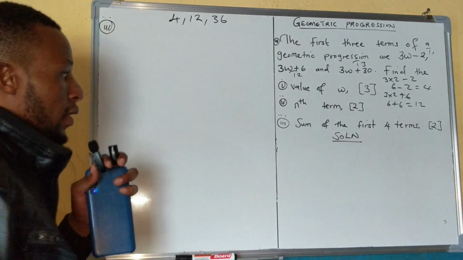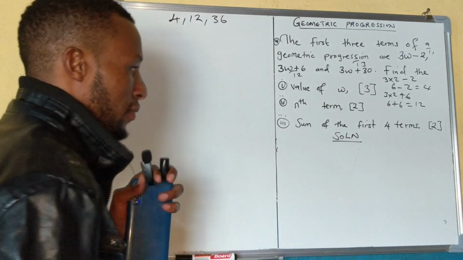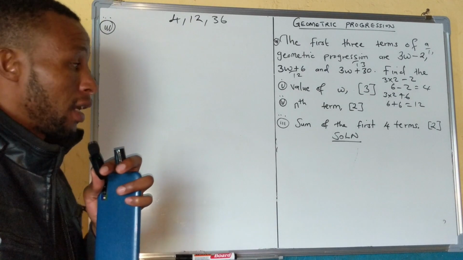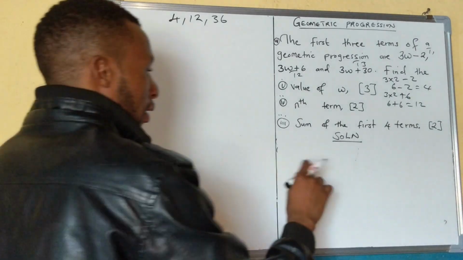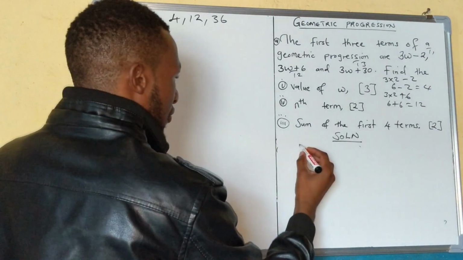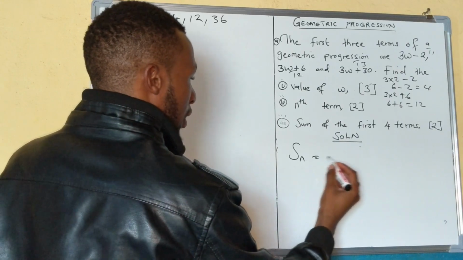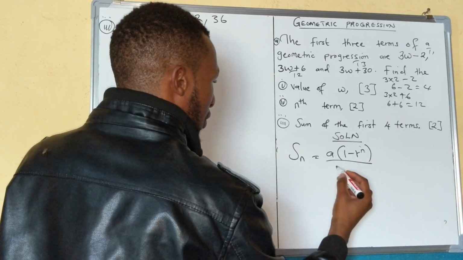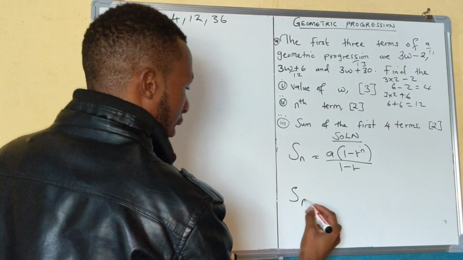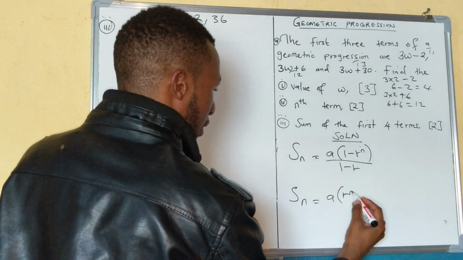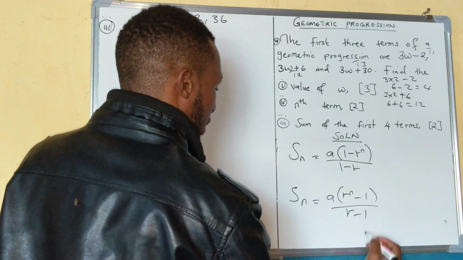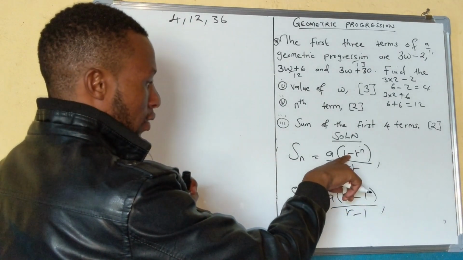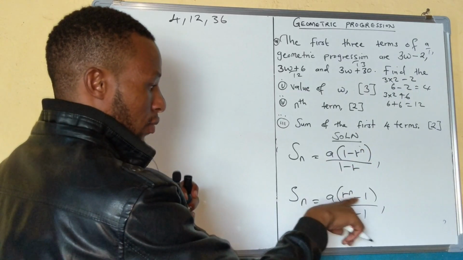Question number 3 is saying, find the sum of the first 4 terms. Now, this question is very tricky. You have all the formulas, but you need to be careful because these formulas alternate. The first formula for sum is given as a(1 - r^n) over 1 - r. The second formula is given as a(r^n - 1) over r - 1. Now, these formulas are different. The first one, as you can see in the brackets, is 1 minus r^n. Here it's r^n minus 1.